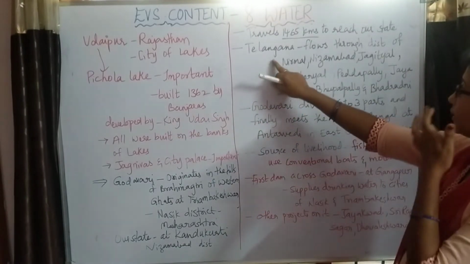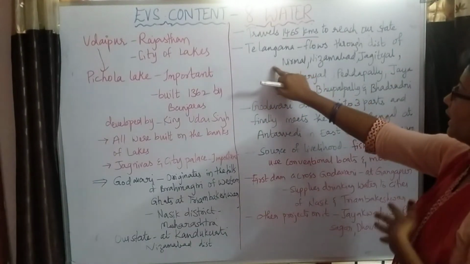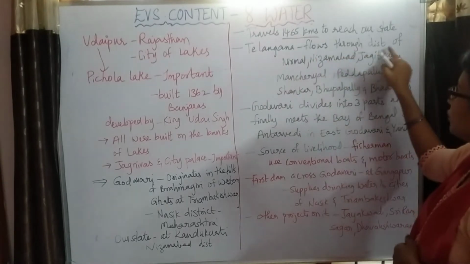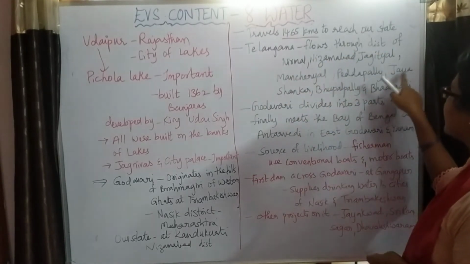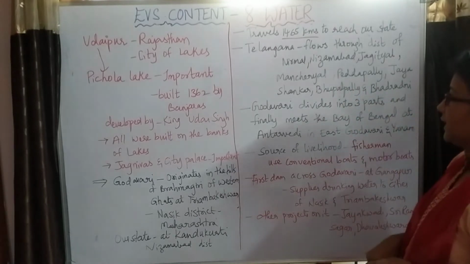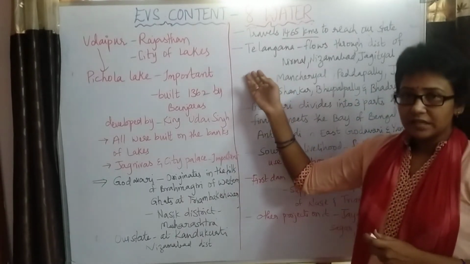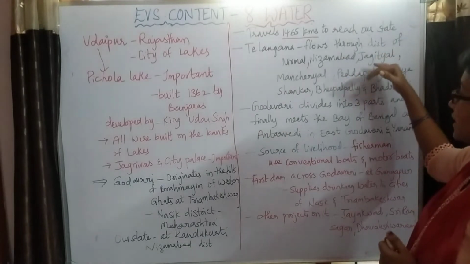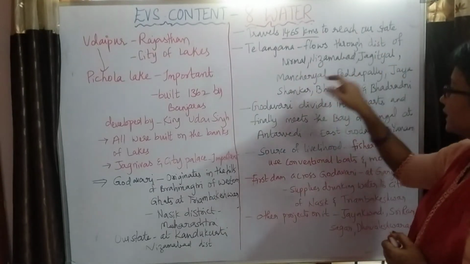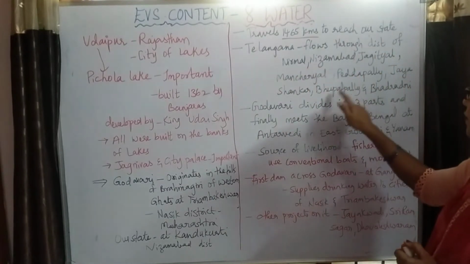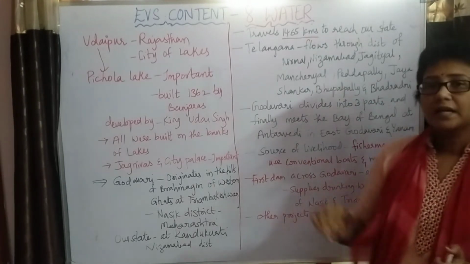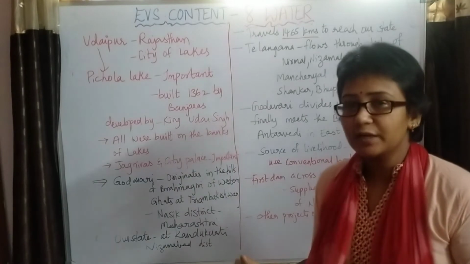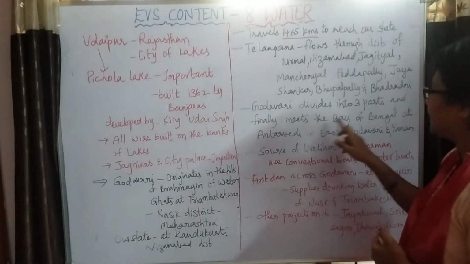In Telangana, this Godavari river flows through the districts of Nirmal, Nizamabad, Jagtial, Mancherial, Peddapalli, Jayashankar, Bhupalpally and Bhadradri. The Godavari divides into three parts, and it finally meets the Bay of Bengal.